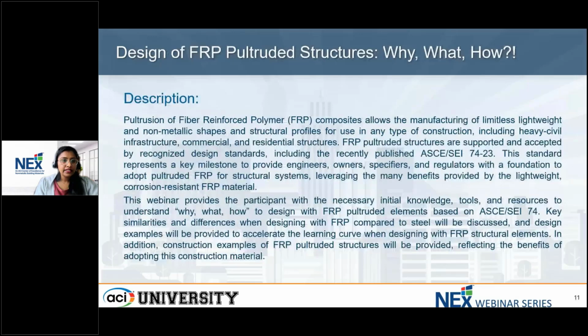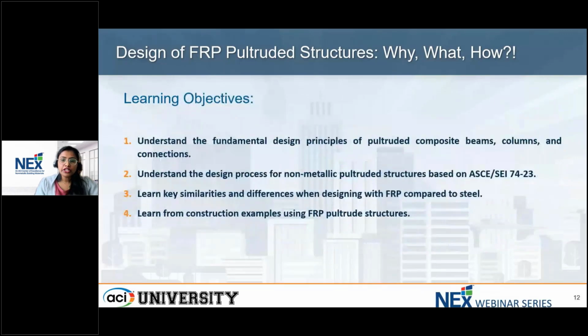So let's look into the description of today's webinar. This presentation will focus on the design of FRP pultruded elements based on ASCE SEI 74, covering key benefits, applications, and design considerations. It will provide an overview of similarities and differences between FRP and steel, along with practical design and construction examples to enhance understanding of FRP structural systems. Our learning objectives for this webinar are as shown on the screen.